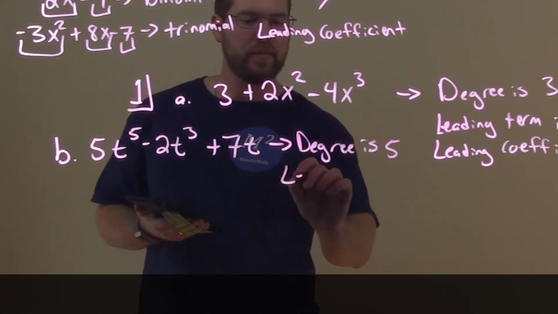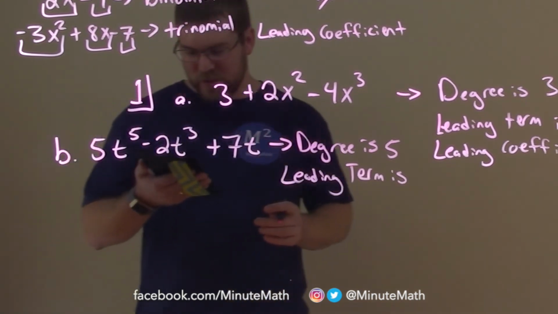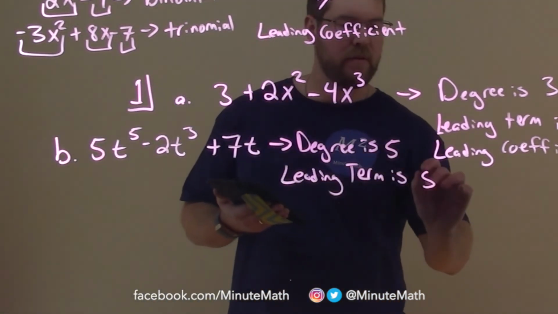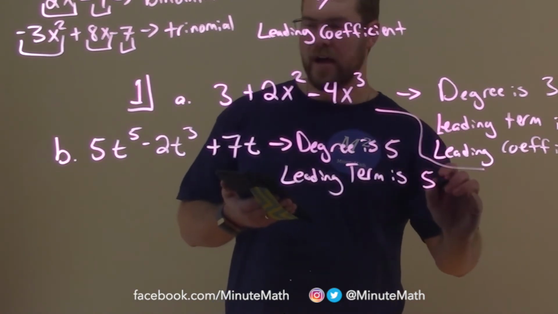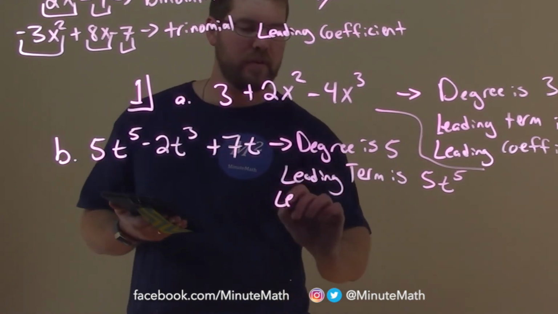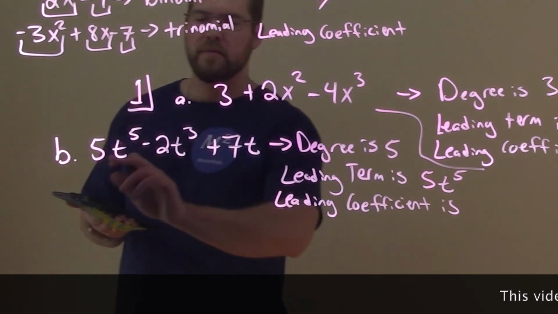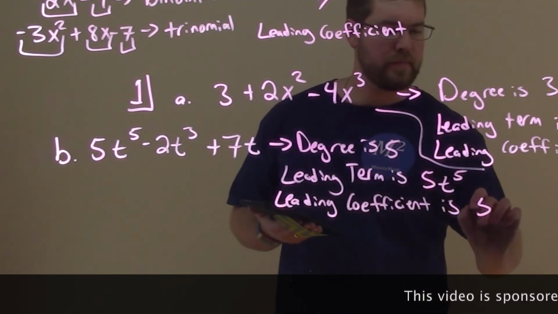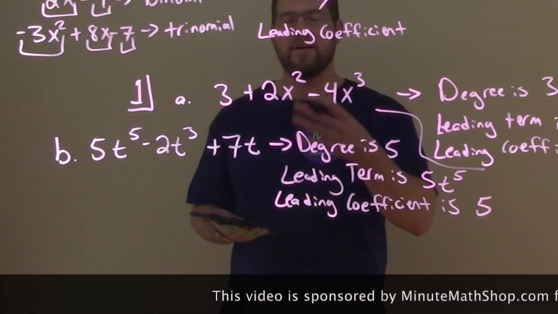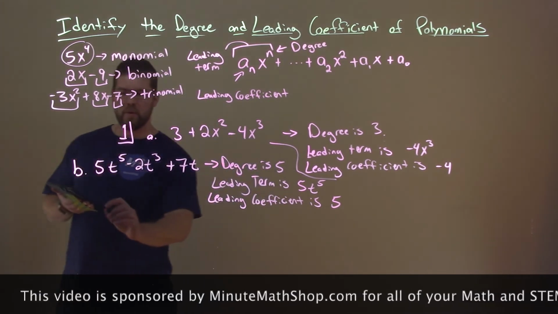The leading term, well, if the highest degree is 5, the leading term that goes with it is the whole package, which is, let me separate this out, 5t to the 5th power. And the leading coefficient is pretty easy, it's just that positive 5 here. Okay, it's our 5. It's the number in front of the variable with the highest degree. Okay, not too shabby. Let's do one more.